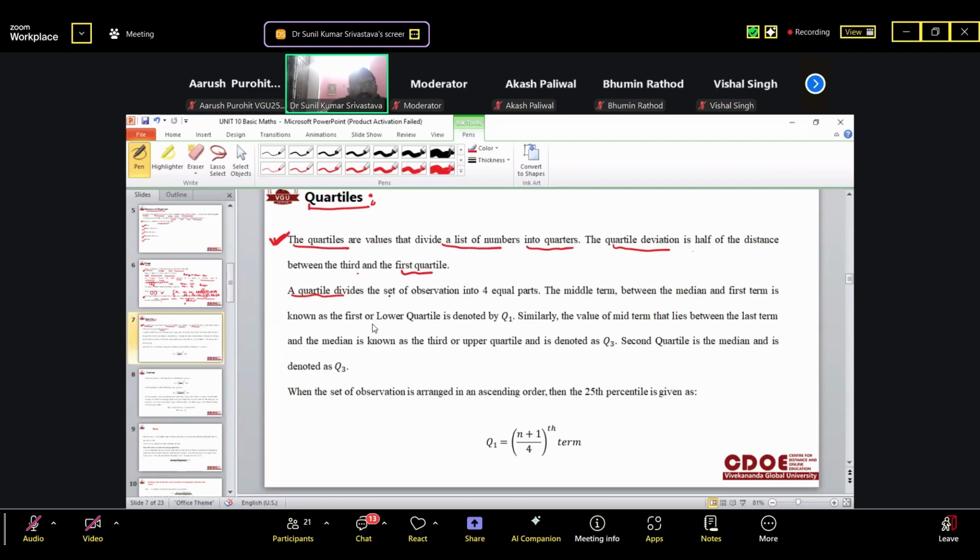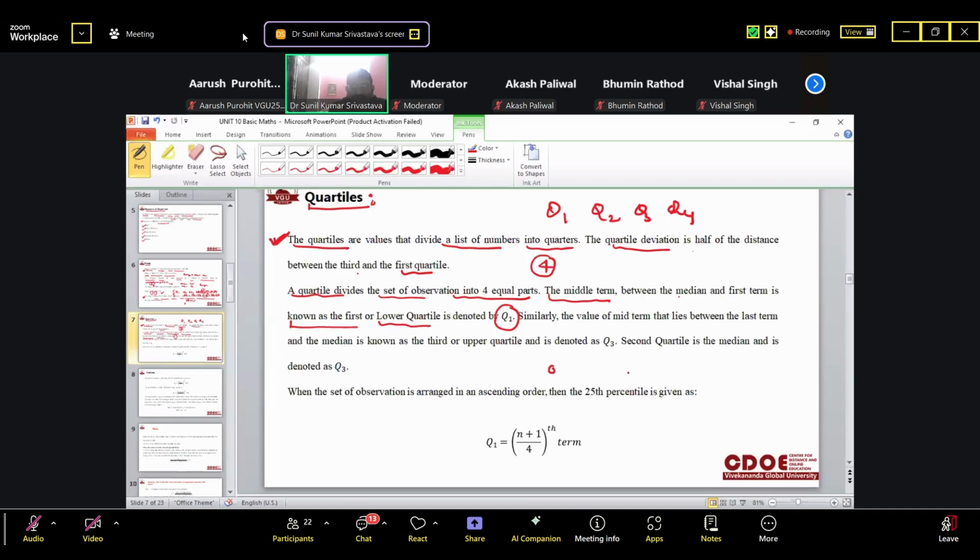A quartile divides the set of observations into four equal parts. That is the first quartile, second quartile, third quartile, and the fourth quartile. The middle term between the median and the first term is known as the lower quartile and is denoted by Q1.